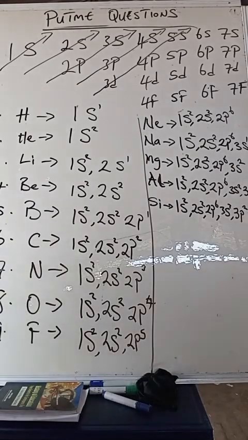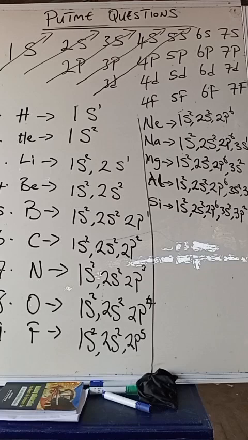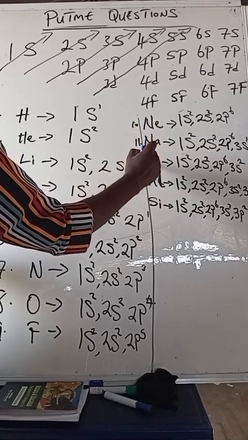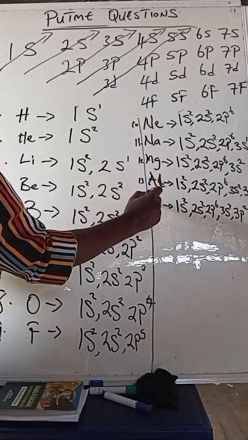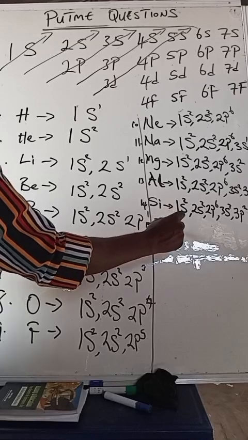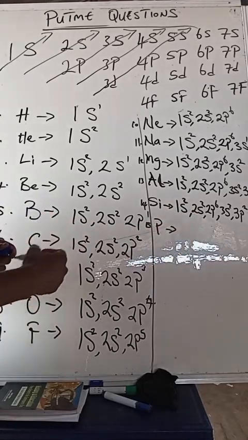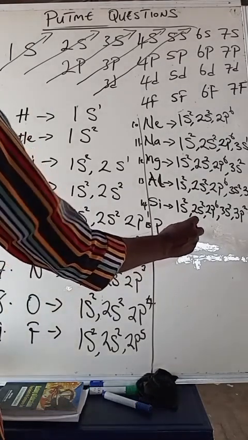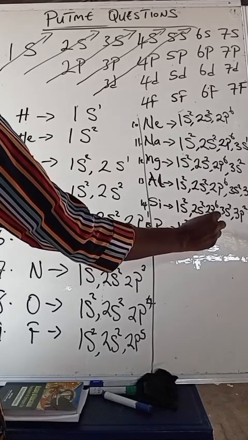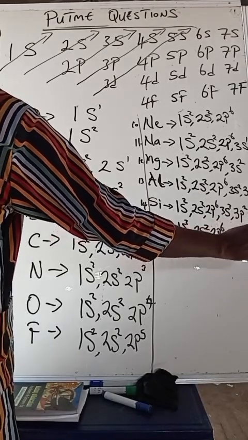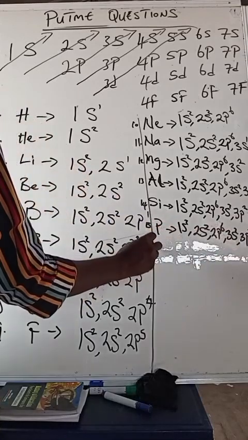The p orbital still has 4 more electrons to take. The next element is phosphorus, which is the 15th. So we have 1s2 2s2 2p6 3s2 and 3p3.